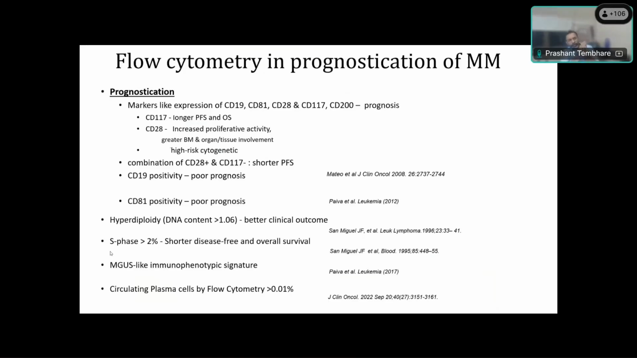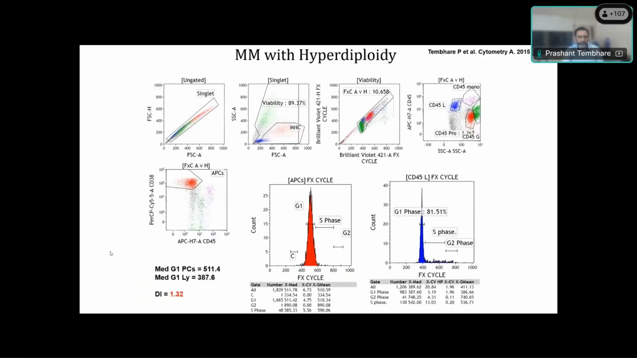If you have circulating plasma cells at the time of diagnosis more than 0.01%, it is high risk multiple myeloma. I am hoping in the near future, that is the next 2-3 years, there will be a next version of the revised R2 ISS staging, which will include circulating plasma cells as a part of prognostication.